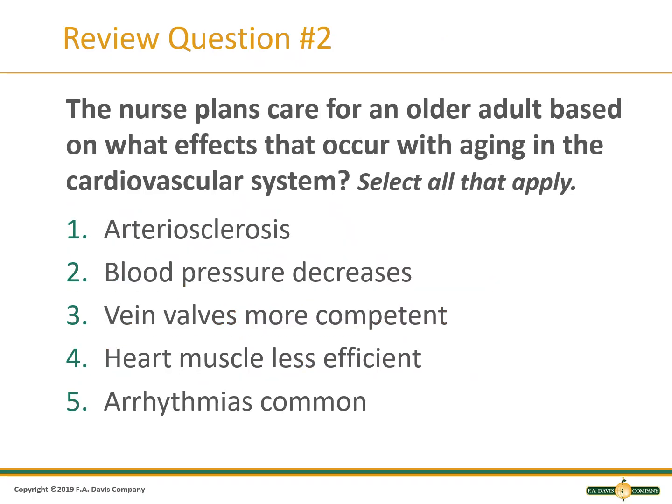Review question number 2. The nurse plans for an older adult based on what effects occur when aging in the cardiovascular system. Select all that apply. So number 1, arteriosclerosis. Number 2, blood pressure decreases. Number 3, your vein valves are more competent. Number 4, your heart muscle is less efficient. Number 5, arrhythmias are common.